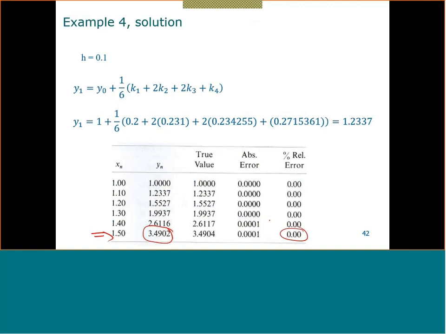So this is really a very good method, and when you search the methods for solving a differential equation, this is the standard method. This is the most popular and used method, the Runge Kutta of degree 4.